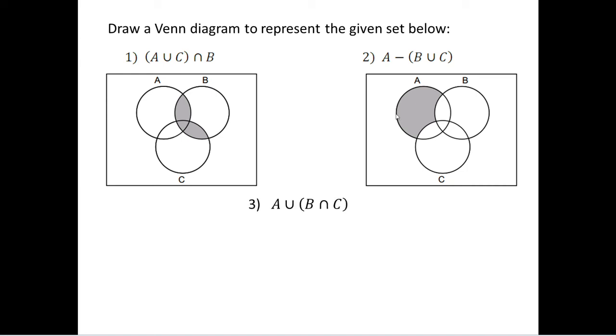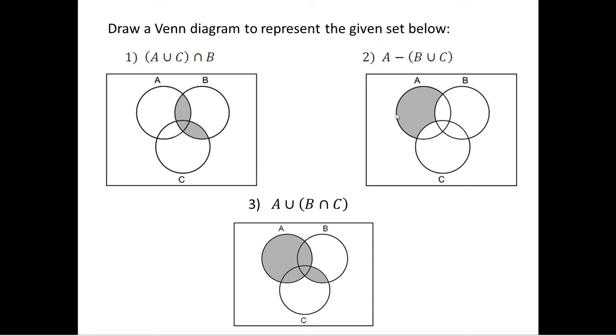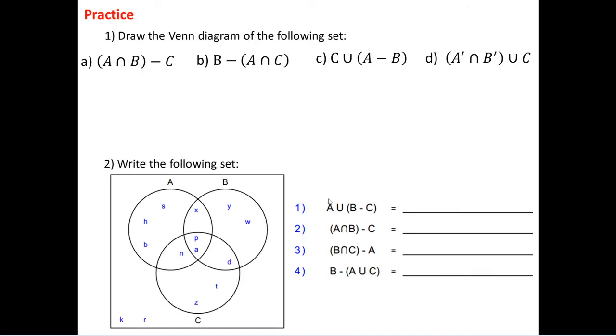Next, how do we represent A union the intersection of B and C? This is how we do it. We have A combined with the intersection of B and C. So we shade all A, and then we also shade the intersection of B and C, this area. So everything shaded, or the gray part, is our A union the quantity B intersection C.